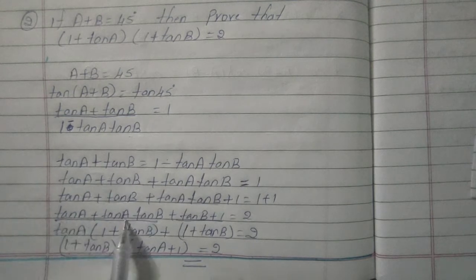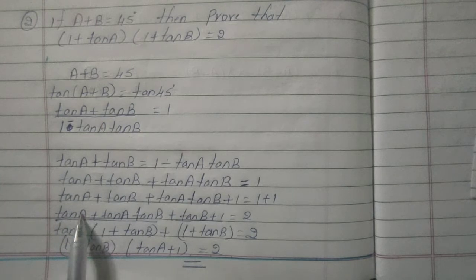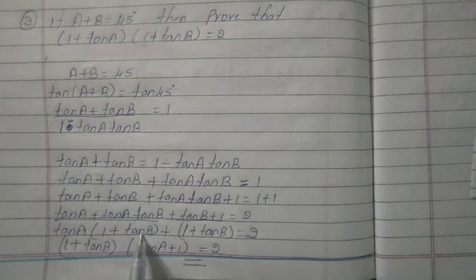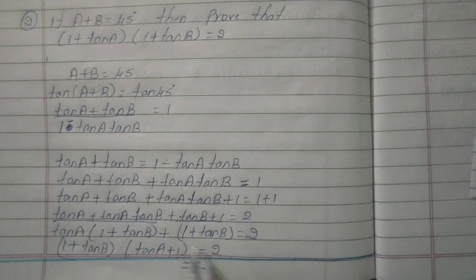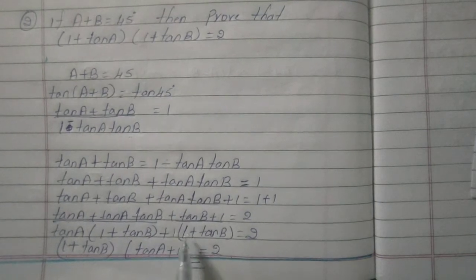Now in these two terms, tan A is common. When I take tan A common, the remaining is 1 plus tan B. Here I took tan A common. Here there is no common term, that means there will be 1 common. So 1 plus tan B as it is. Now you look at this second step, this 1 plus tan B as it is.